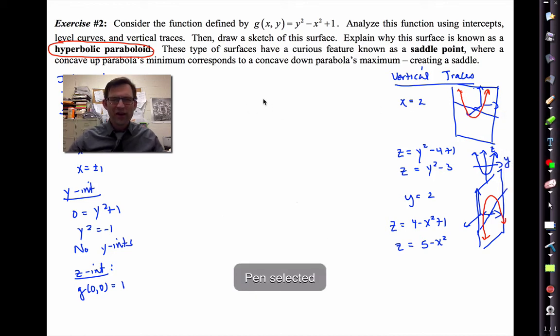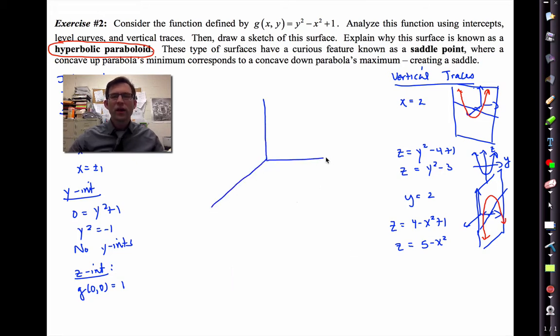Okay, so what do I know? I do what a lot of draftspeople call a wireframe model. Let's see, what did I have as my x-intercepts? I had 1 and -1. My y-intercepts, I didn't have any. My z-intercept was 1.